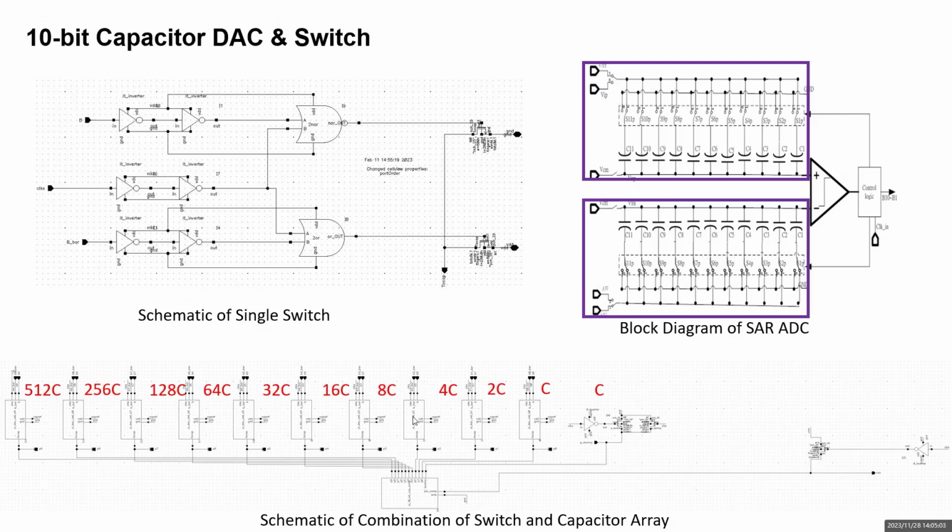The bottom figure is the schematic of the combination of switch and capacitor array. Since we have 10 bits, we have 1024 unit capacitors. This part is exactly the same thing as in the purple box. These two nodes would be set to VCOM mode and sample the positive input and negative input through these two pins. Then the switch would be connected to VDD and GND and compare the voltage of the two nodes to get correct results.